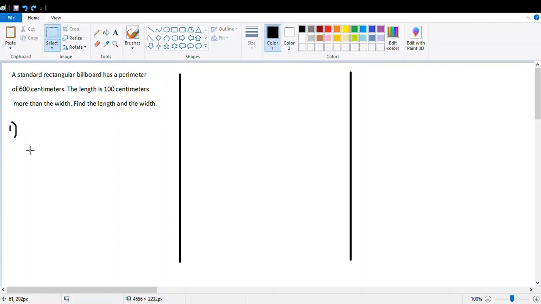Step number 1. It is always important that, if you can, you represent the word problem in a graphic. It's going to help you understand better, okay? Then the first step is to familiarize yourself with the word problem, and the graphic is going to help us understand. Let's first read the word problem.